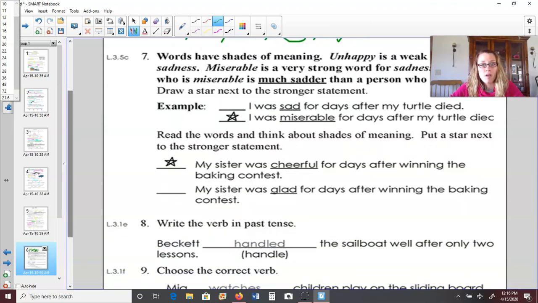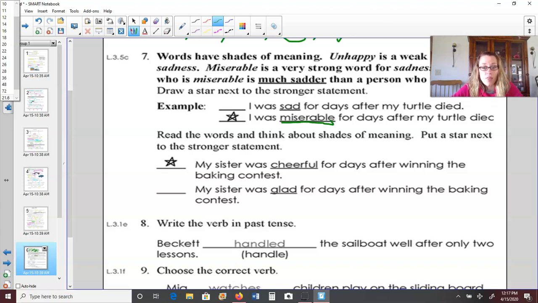Okay, number 7, words have shades of meaning. Unhappy is a weaker word for sadness. Miserable is a very strong word for sadness. A person who is miserable is much sadder than a person who is just unhappy. They wanted us to draw a star next to the stronger statement. And they did the example for us. I was sad for days after my turtle died. I was miserable for days after my turtle died. And miserable, as they said, is the stronger word. So they put a star for that sentence.